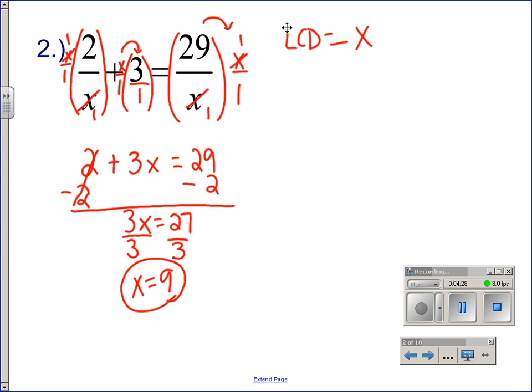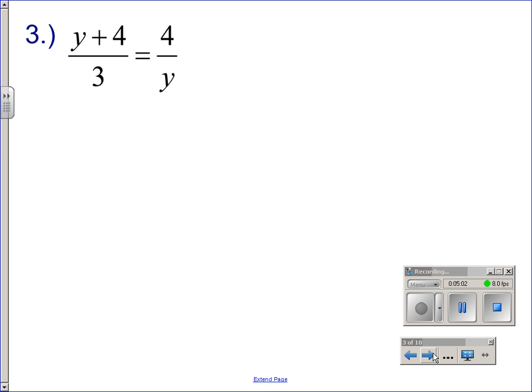Now looking back for your extraneous roots, if we put x in as 9, would it make any of those fractions in the original equation undefined? So we're looking to make sure it works. So if we put 9 in the bottom, do any of them become undefined fractions? No, so the extraneous root, there is none. Good. Let's go on to question 3.